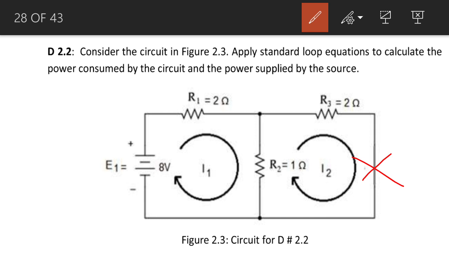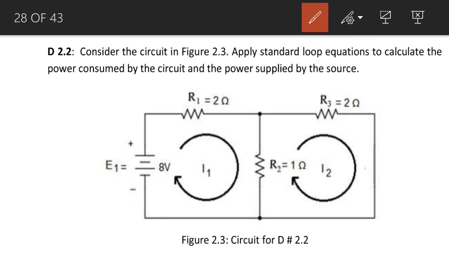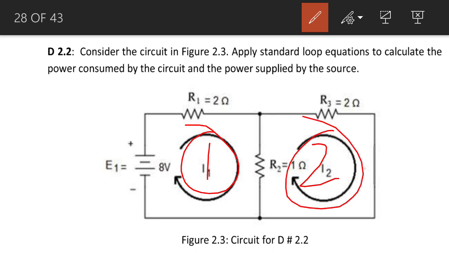So anyhow, we are going to find out the power consumed by the entire circuit and the power supplied by the voltage source. There are two loops in the given circuit diagram. Here is loop number 1 and here is loop number 2.